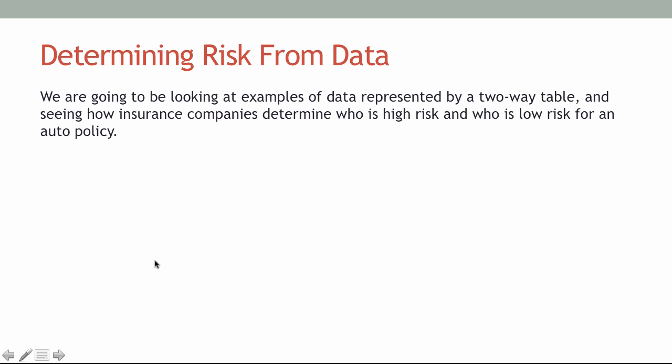Okay, we made all that. Hopefully you are starting to get some idea of insurance, premiums, deductibles, things that you're going to have to deal with as you start driving. We're going to be looking at some examples now of data represented by a two-way table and seeing how insurance companies determine who is high risk and who is low risk for an auto policy.